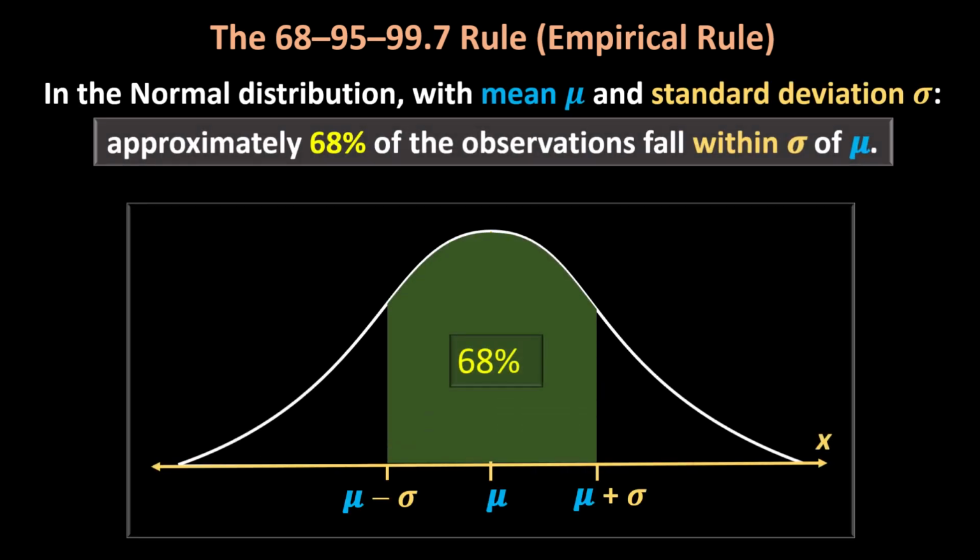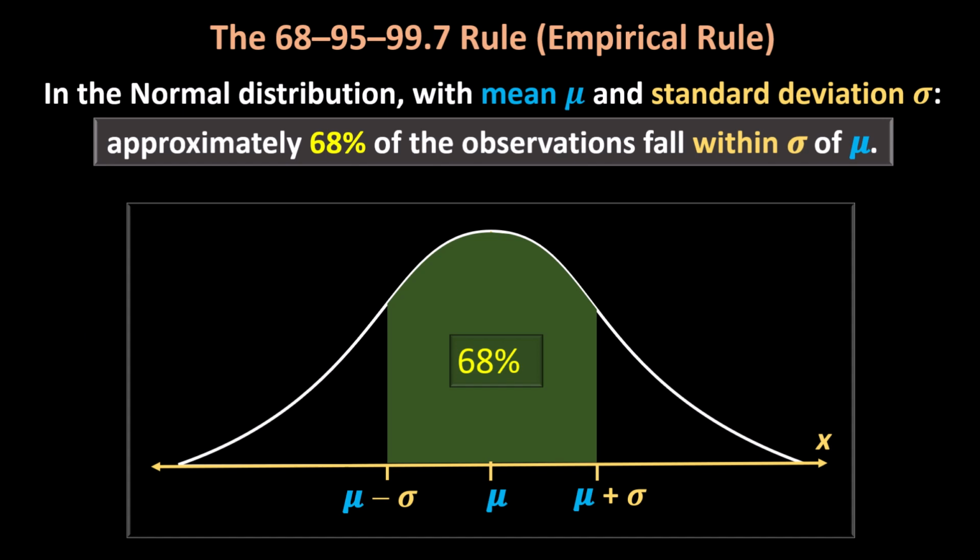Approximately 68% of the observations fall within sigma of mu means, consider the density curve. It is bell-shaped, symmetric about the mean, and above the x-axis. So you see the area between mu minus sigma and mu plus sigma. According to the empirical rule, the area between mu minus sigma and mu plus sigma is 68%. Or we can say the probability between mu minus sigma and mu plus sigma is 68%.